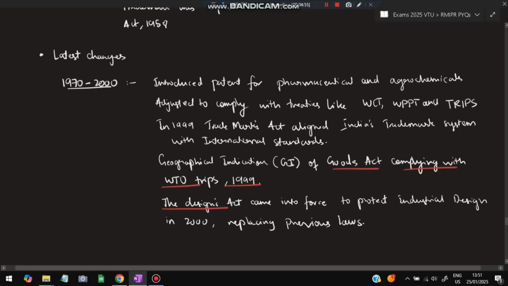And the Industrial Designs Act came into force in 2000 to protect industrial designs, the logos of industries which separate them from other industries, replacing the previous laws. This is the history of intellectual property rights in India.